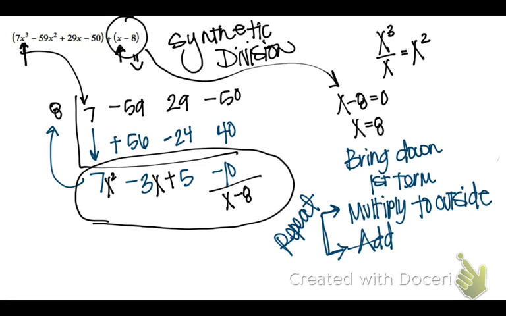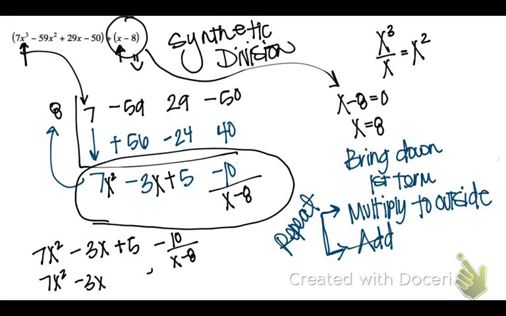And sometimes it helps not to just write it in there. We can just rewrite it. So it'd be 7x squared minus 3x plus 5. You can either do minus 10 over x minus 8, or you could write this as 7x squared minus 3x plus 5 plus negative 10 over x minus 8. They're both the same thing, and both are correct. Okay, so that's the long and synthetic division. Make sure you know how to do both of those. Make sure you know how to explain how to do them also.